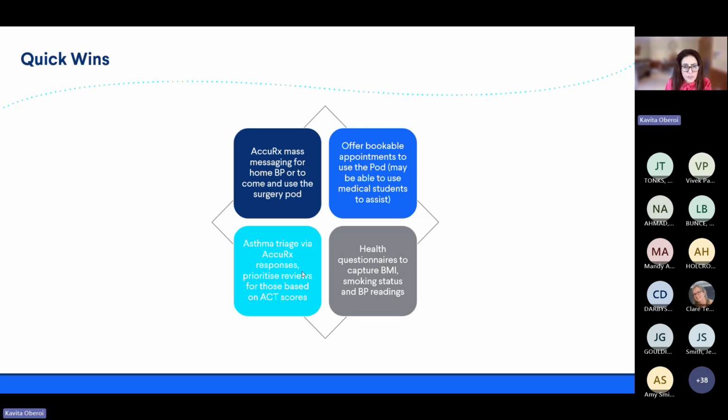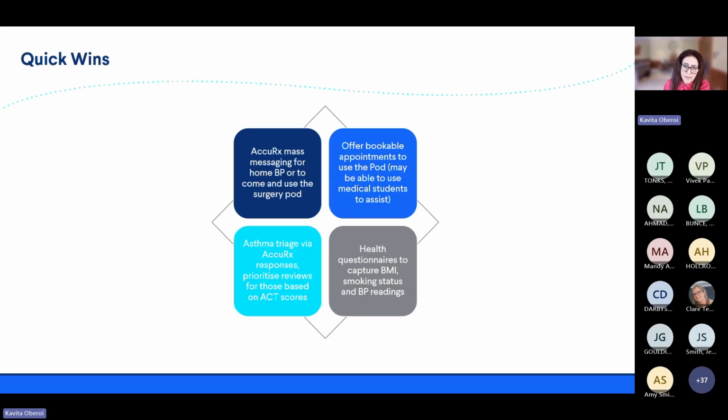Asthma triage. We've been doing a project, as I said, across Hampshire ICB, and we created a specific AccuRx questionnaire for patients. You may still have a lot of asthma patients to review, but in terms of the highest risk, could you look at those who have been returned and then manage those based on their ACT scores? And some of the indicators are more about capturing data.